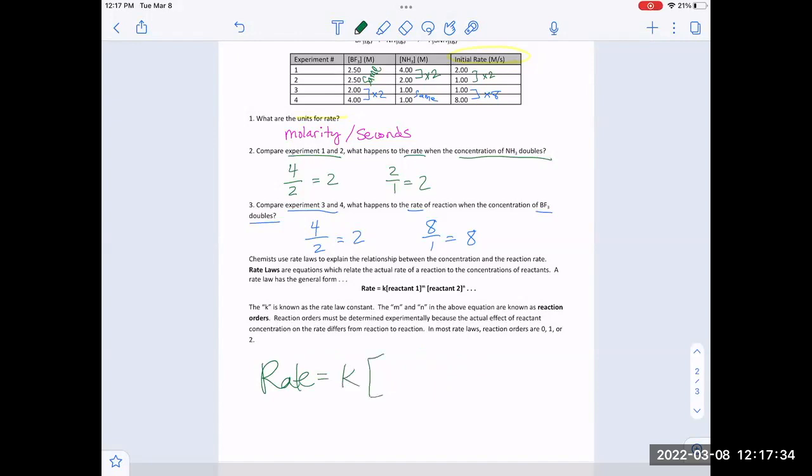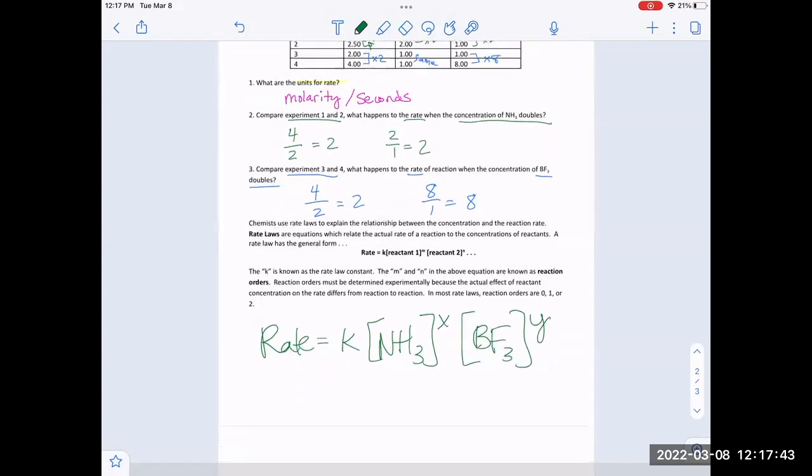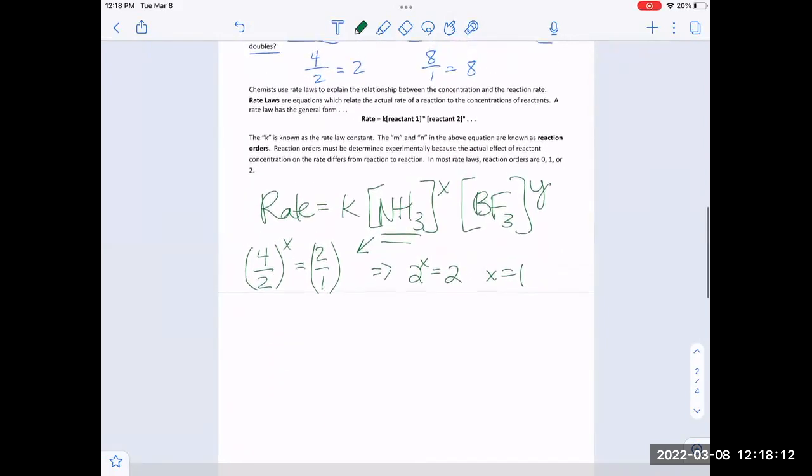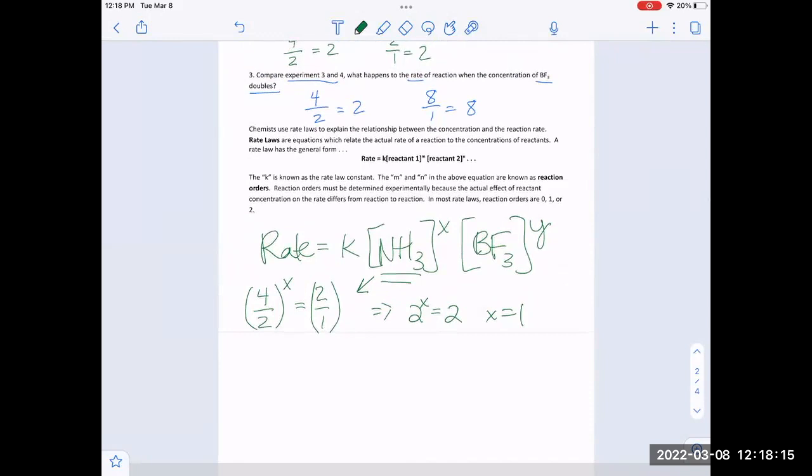So now we want to look at how we calculate a rate law for this reaction. Using the concentrations of each of the reactants and the rate information from the lab, we can calculate this rate law. Using the ratios that we did before, 4 over 2, 2 over 1, 4 over 2, and 8 over 1, we can figure out the reaction order with respect to each of the reactants. So for NH3, we do that concentration ratio, 4 over 2 to the x power, is equal to the rate change, 2 over 1. So 2 to what power gives me 2? x must be 1.